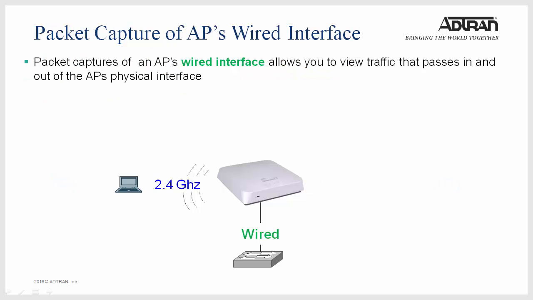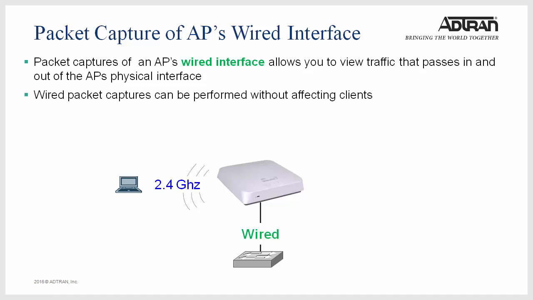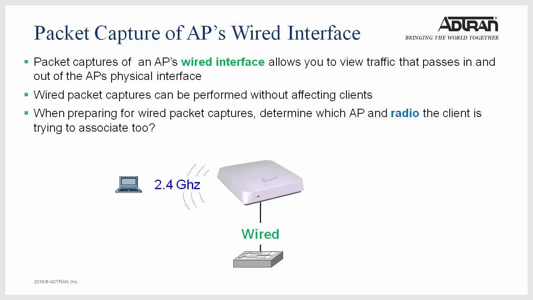Packet captures of an AP's wired interface allows you to view traffic that passes through the AP's physical interface. This type of capture is useful when troubleshooting an associated wireless client's ability to reach network resources. Wired packet captures can be performed without affecting associated wireless clients. When preparing for a packet capture, determine the AP and the radio that the client's trying to associate to. This is the AP that you want to troubleshoot.